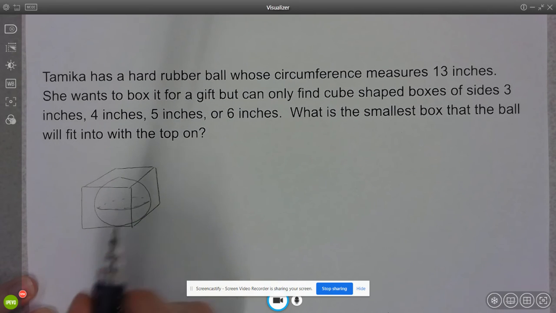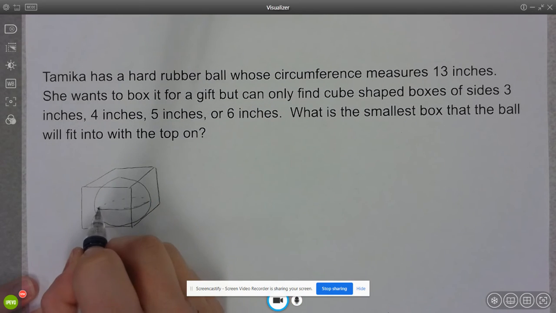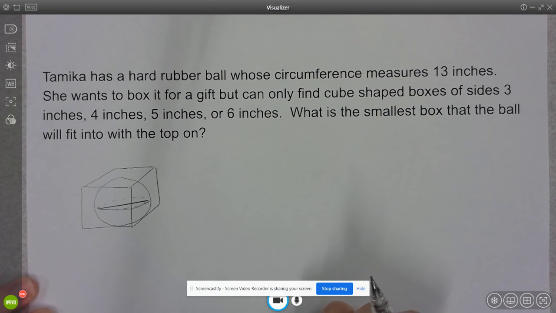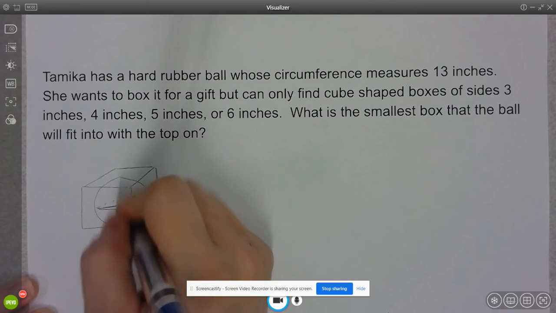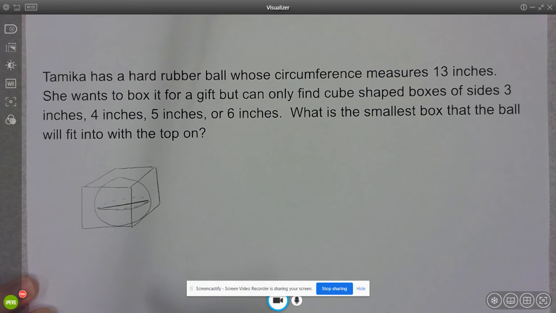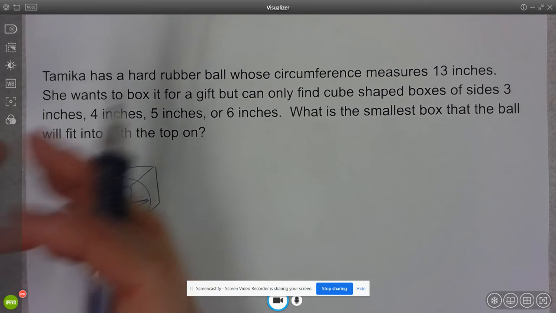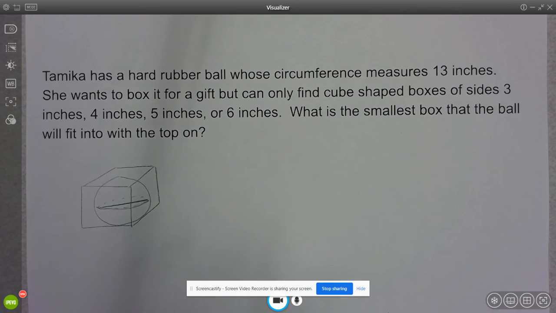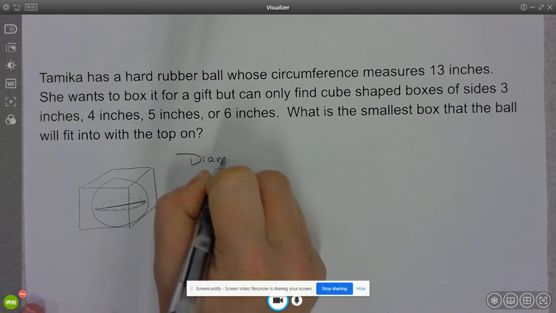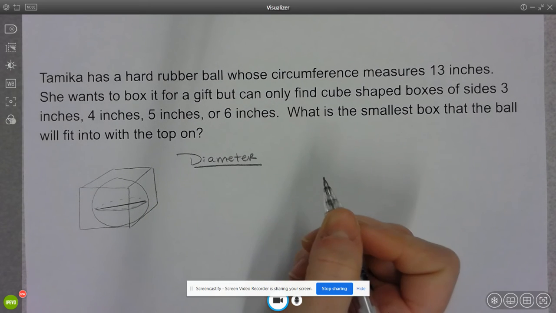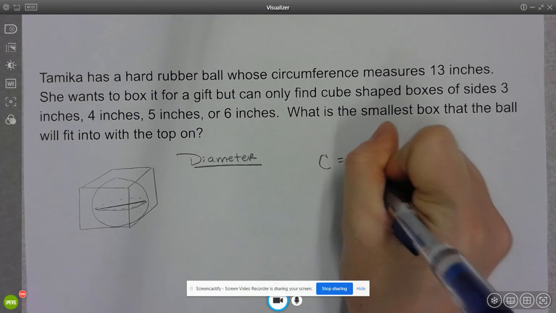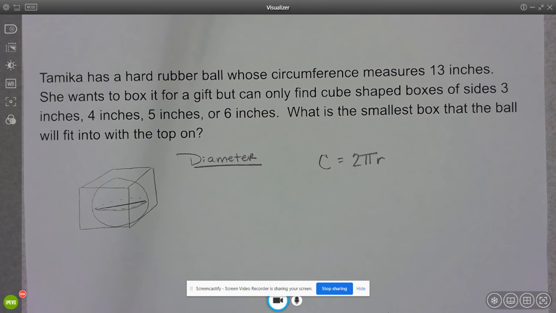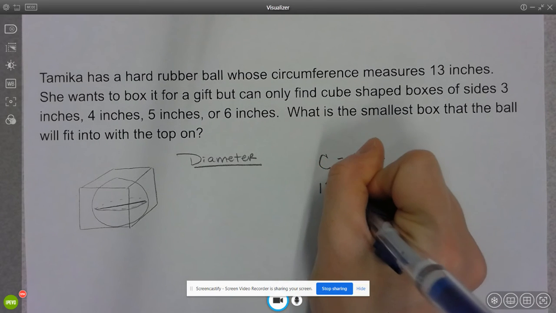All right, so one thing I need to know is the diameter of the ball. Because if I know the diameter of the ball, I can figure out however tall or wide or deep the box needs to be, because I'm putting this ball inside of the box, and the box has to fit the diameter of the ball. So I need to know the diameter. That's my goal. Well, in order to find the diameter, I do have the circumference. And remember, the circumference is 2 pi times the radius. I know the circumference is 13 inches.